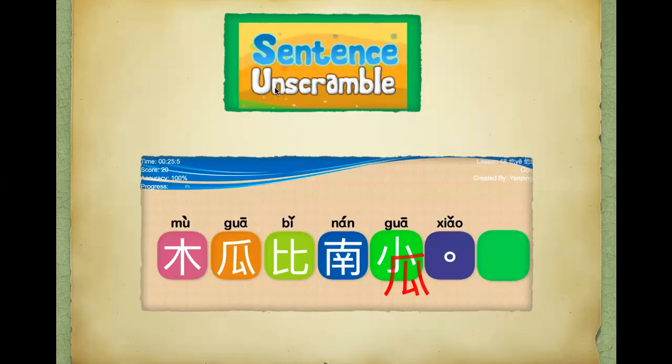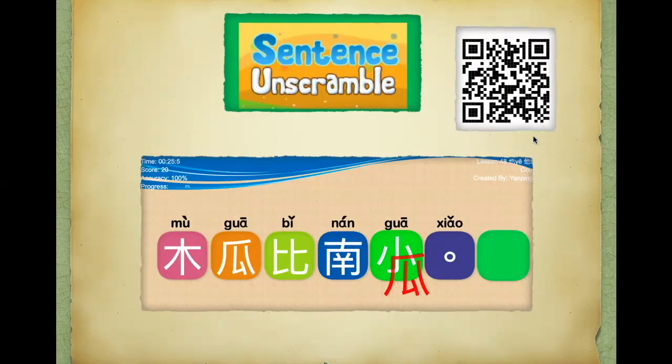Here's the sentence unscramble for you to practice today's lesson. You just move the 汉字 around to match the pinyin on the top. Go ahead and scan this QR code to check it out.